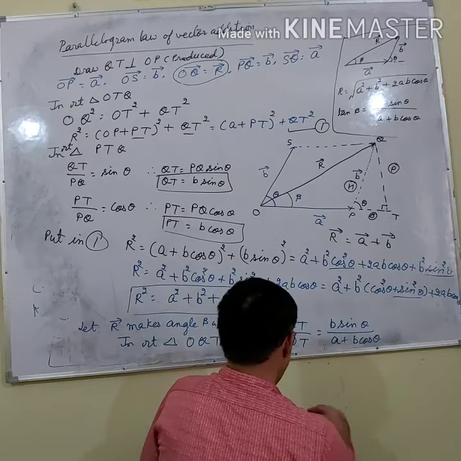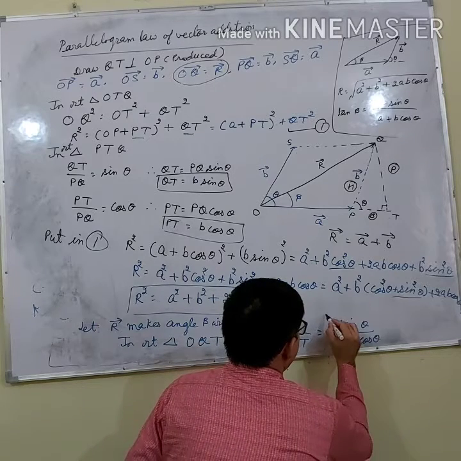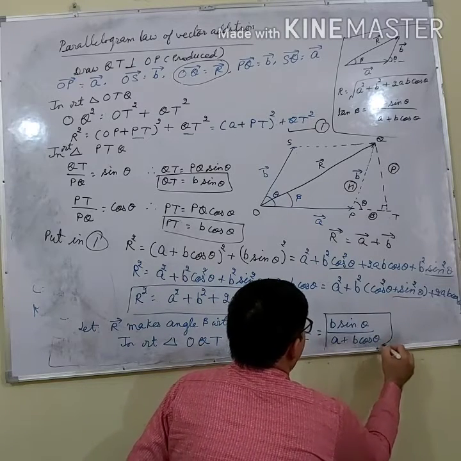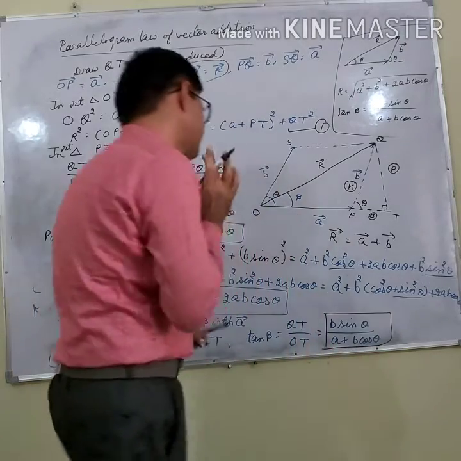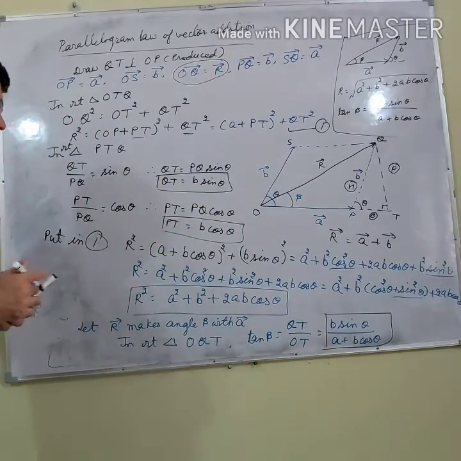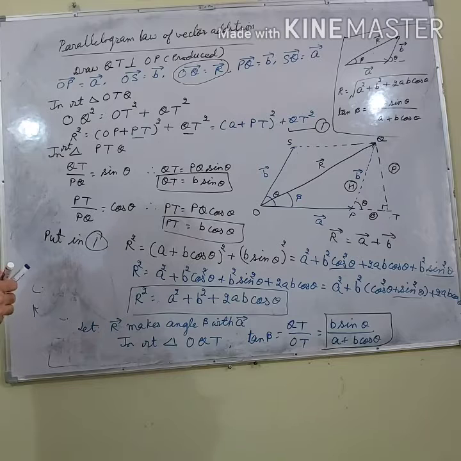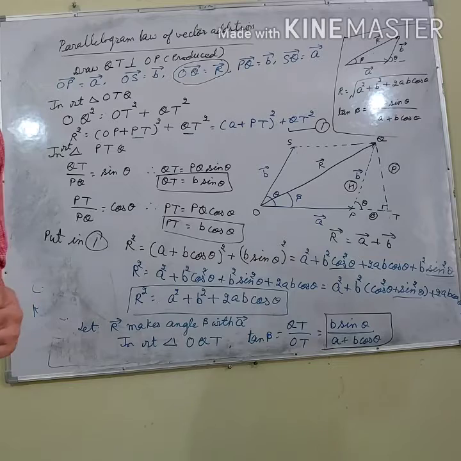So what can I say? I can say that tangent beta equals B sin theta divided by A plus B cos theta. So in this way I can derive the expression for the parallelogram law of vector addition. This is very, very important. You can also take a screenshot of this.